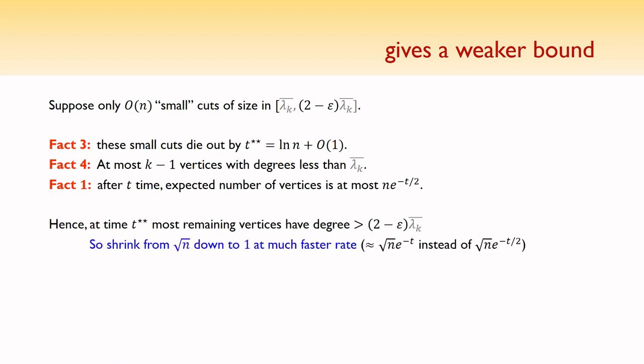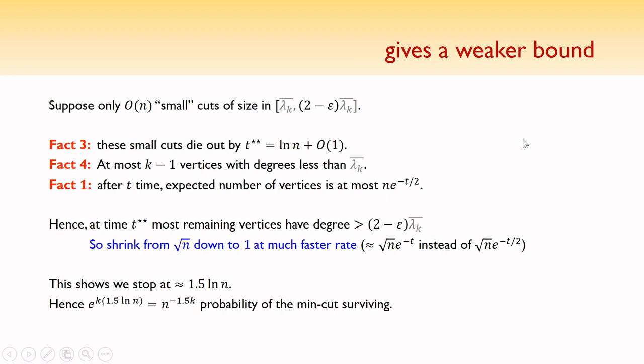So that means we should imagine shrinking from root n vertices down to 1 at a much faster rate, because there are more edges. And more edges means, in this exponential clock process, the graph shrinks faster. It should shrink faster than what Karger-Stein's original algorithm analysis would show. In other words, it will shrink about twice as fast. So going from 1 ln n to 2 ln n, that time should divide by 2, and we should stop at roughly 1.5 ln n. And this would imply n to the minus 1.5k, probably a success.